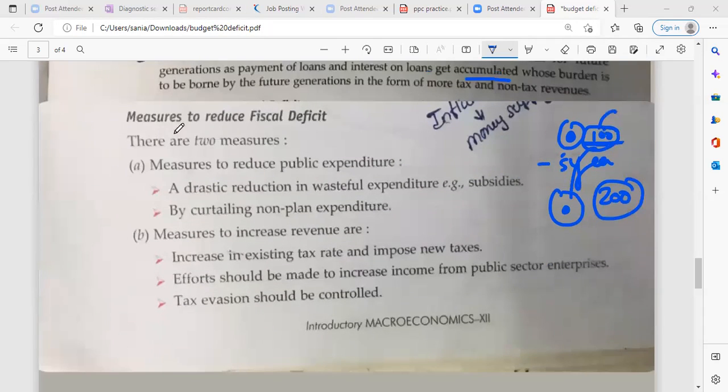Now, basically, what are the measures to reduce fiscal deficit? There are two measures: one, to reduce public expenditure, and one, to increase revenue. These are basically the same thing, right? So, quickly write it down. I have already explained it. Everything is the same. Because, see, I am the government. The only difference is there are three types of deficit: primary, fiscal, and revenue. Of course, the solution will be the same. If I do this, fiscal deficit will be removed.